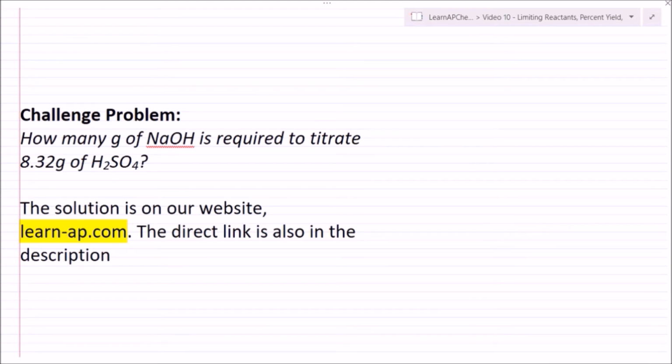Alright, so that brings me to today's challenge problem. How many grams of NaOH is required to titrate 8.32 grams of H2SO4? The solution to this problem is on our website, learn-ap.com, and I'll also put a direct link in the description.